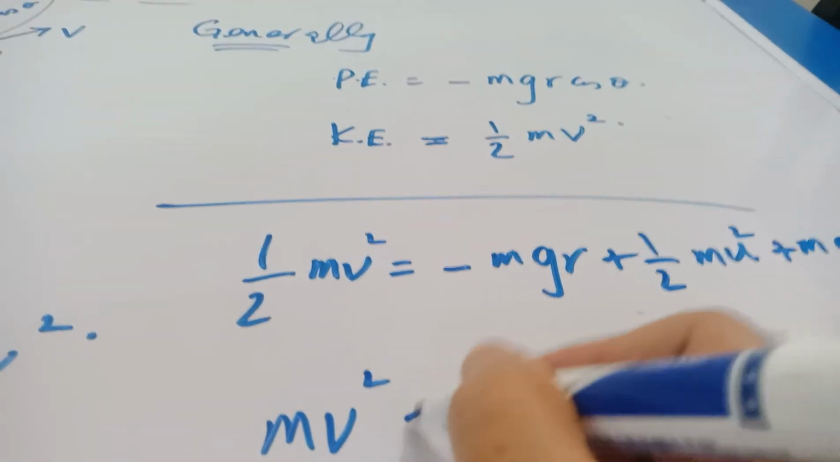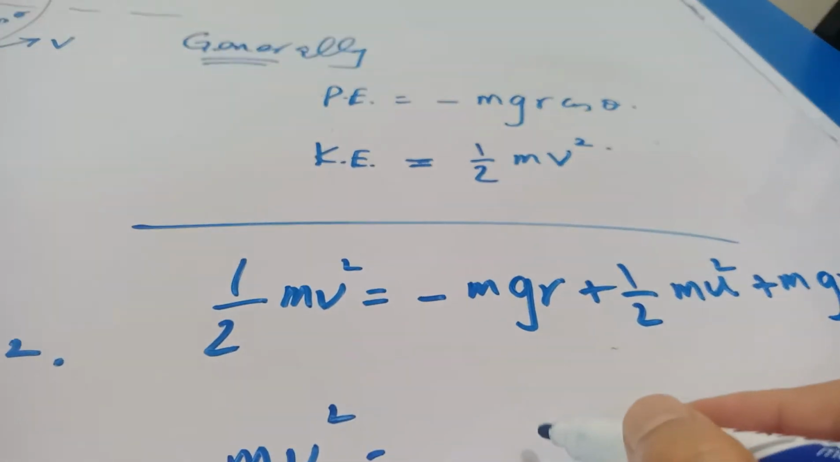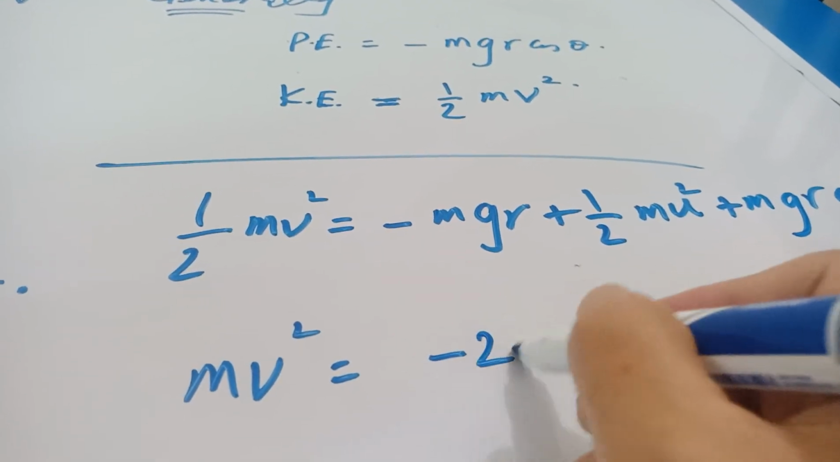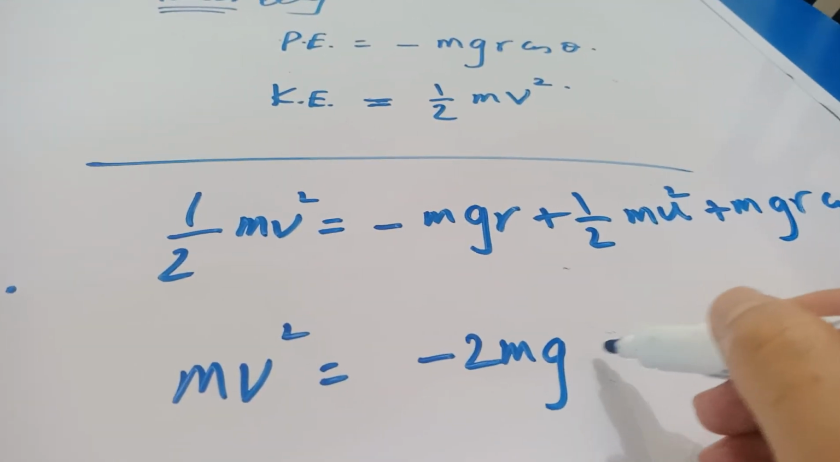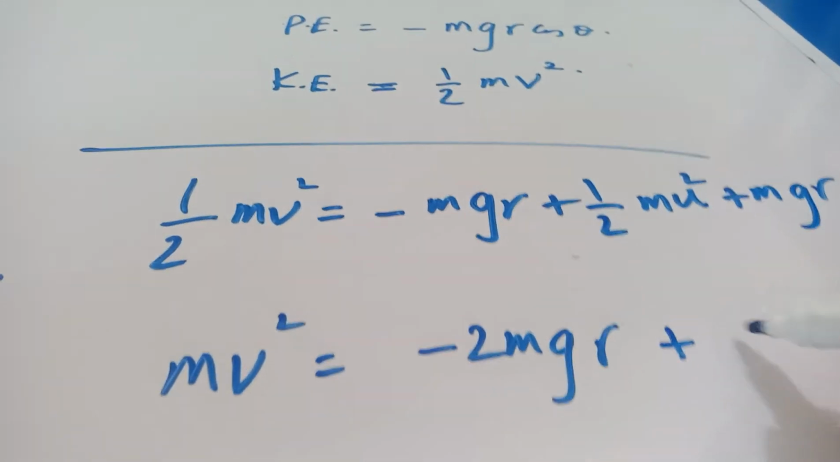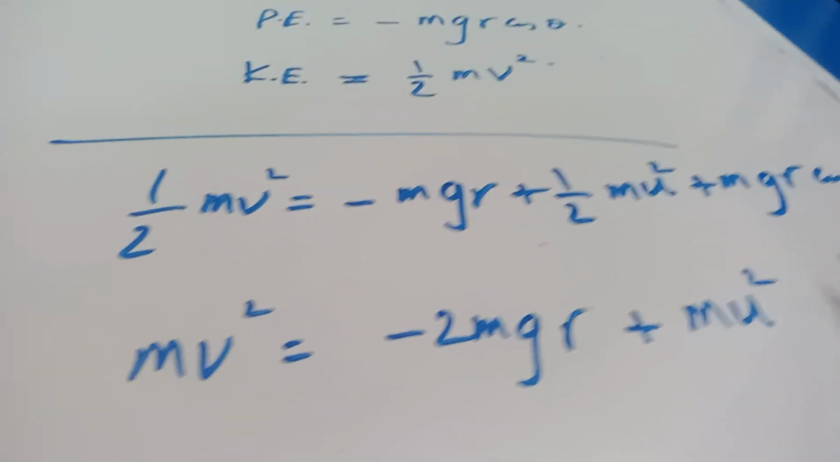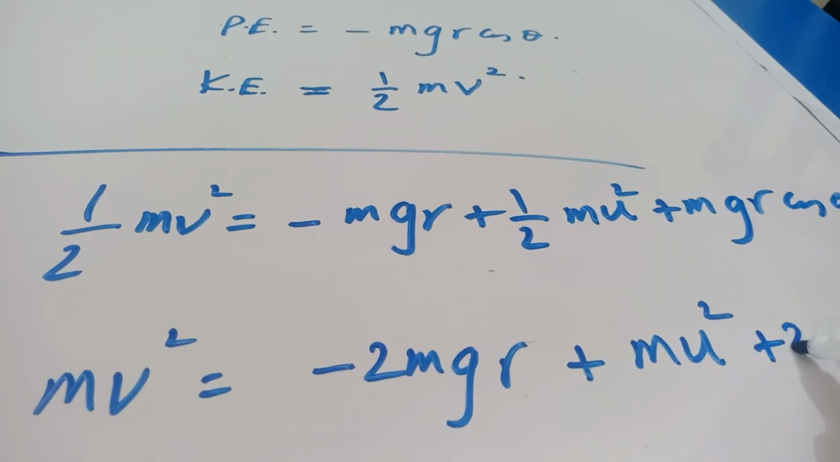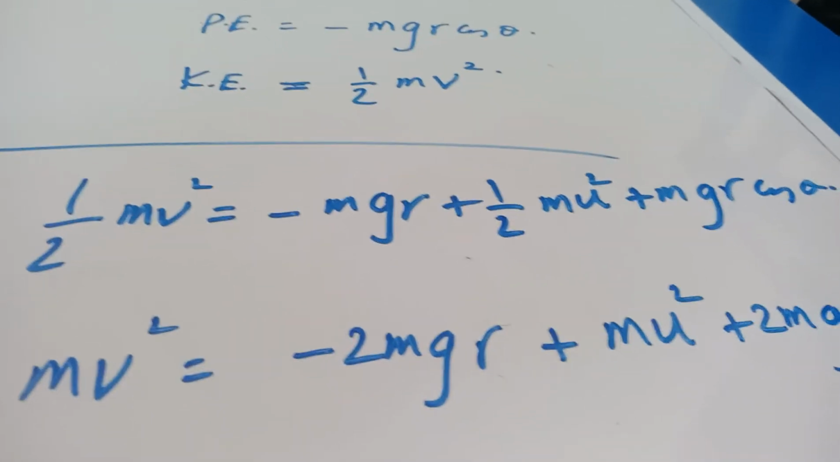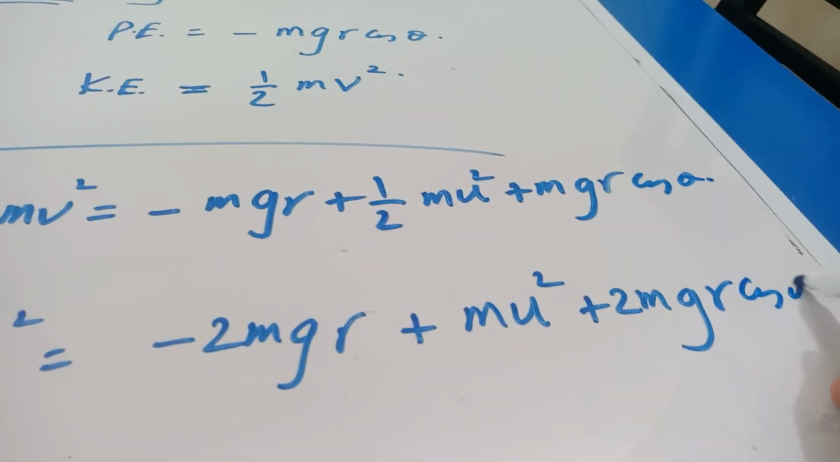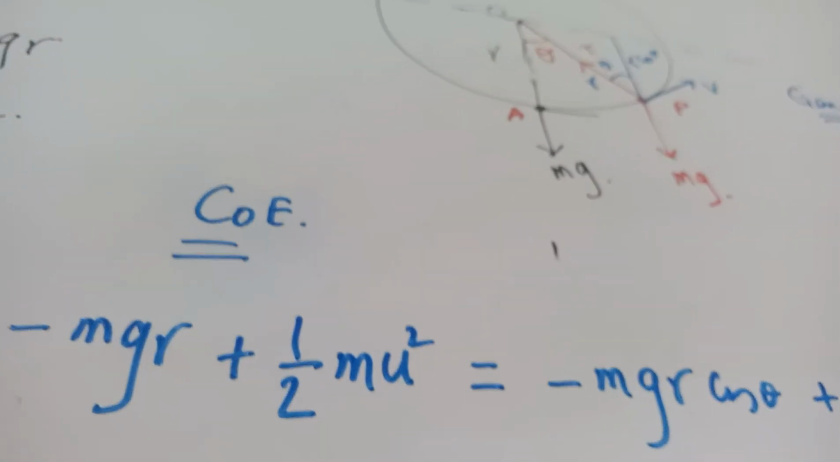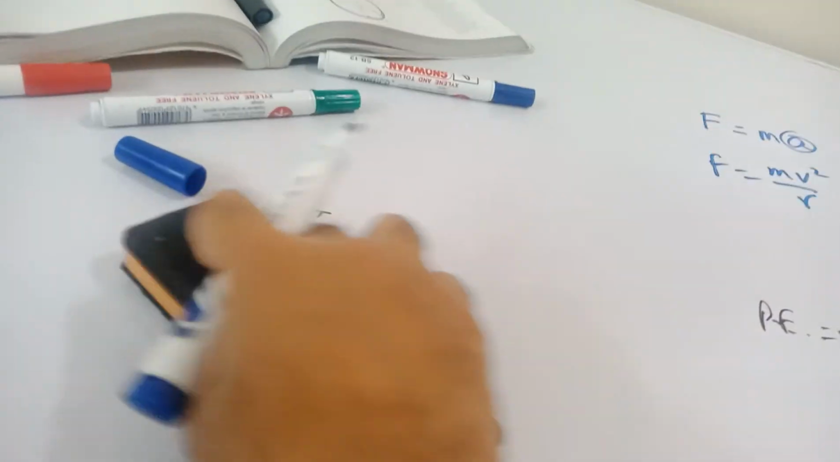So this mv square, I have this over here, it is going to be minus 2mgr plus mu square and plus 2mgr cos theta. Okay, now I'm going to erase this part because I need some space for further working.